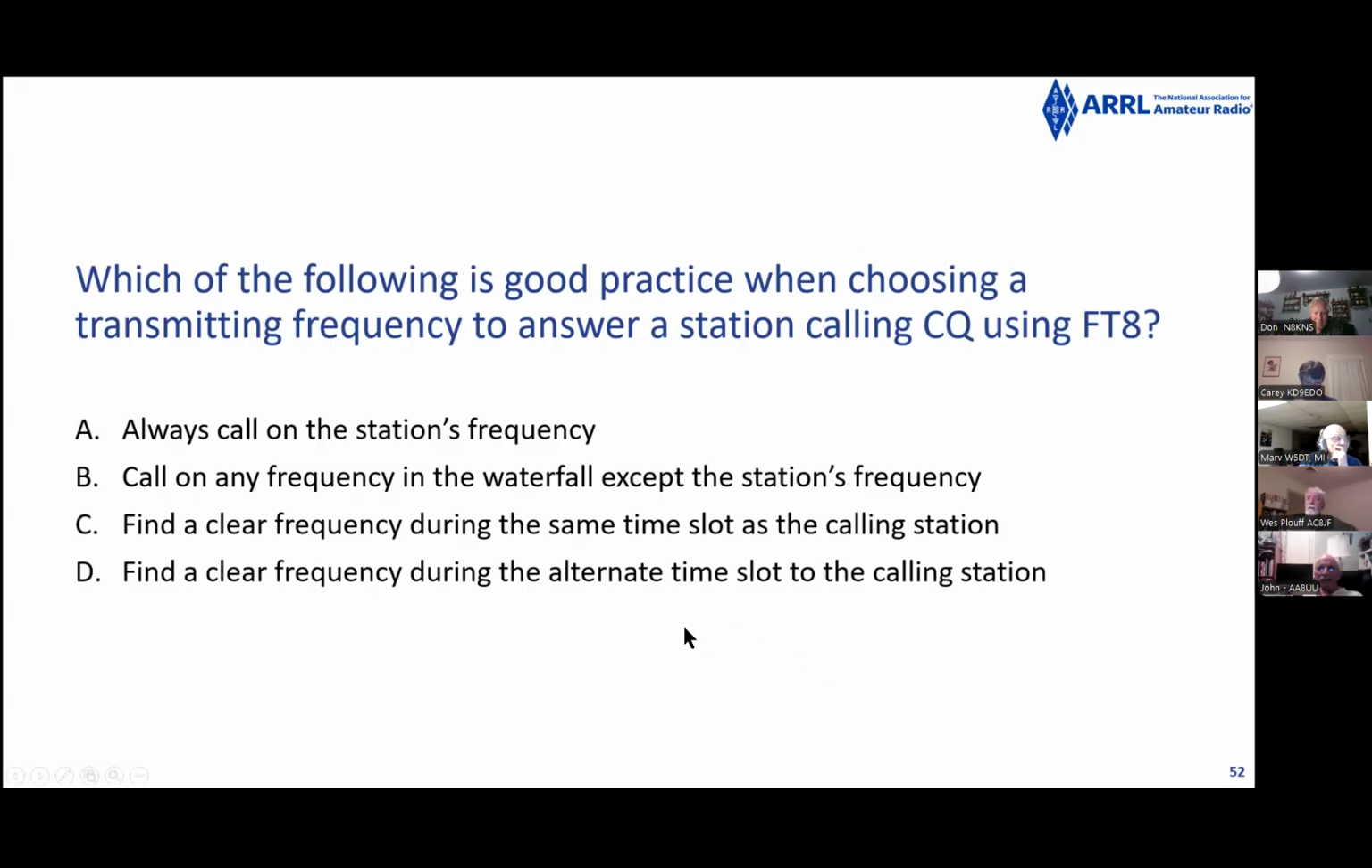Has anybody got an answer that they want to guess? I was going to say A. All right. The answer is actually D.